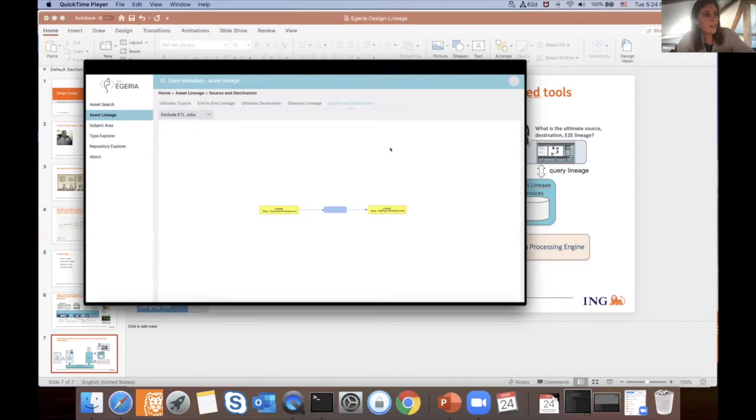Is this the data in its original format? Is it enriched data? Where is it in its life cycle? And then also the real-time ability of Egeria to push out alerts to people in real time when things change, which is another thing Ferd talked about.